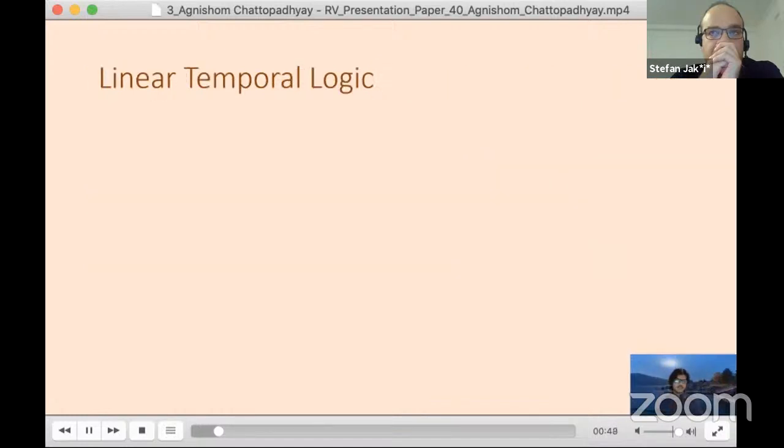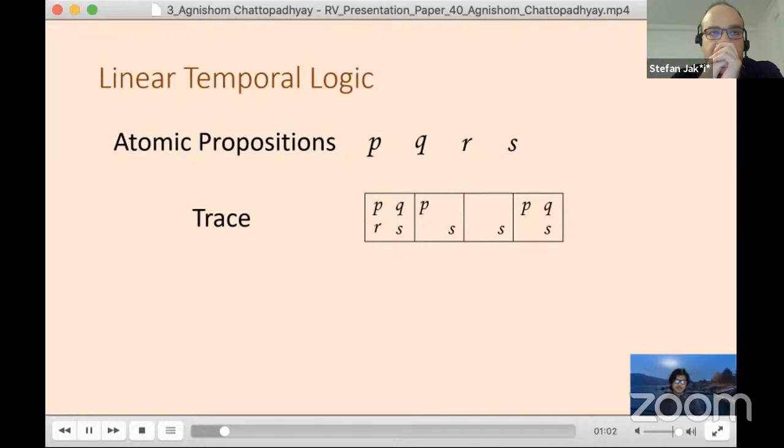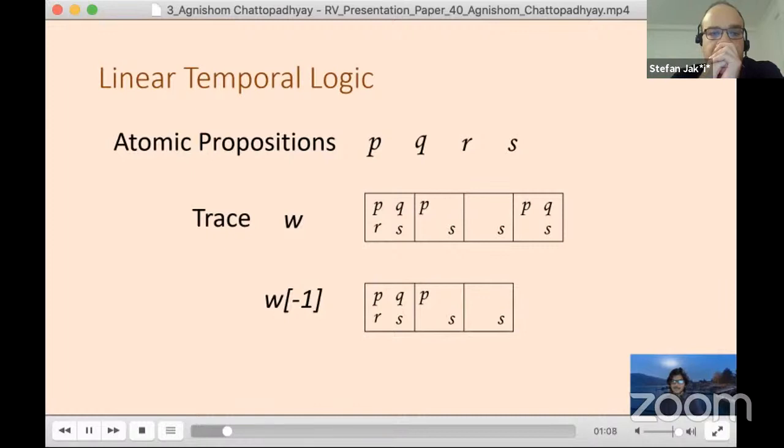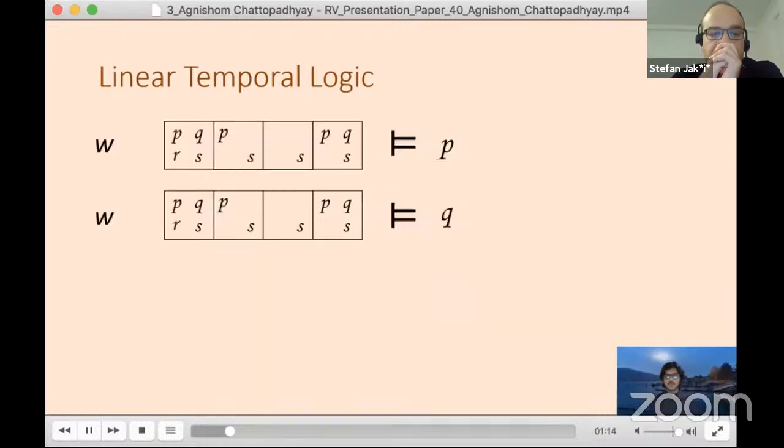Let us start by reviewing temporal logic on which our formalism is based. Here we have a collection of atomic propositions, and our formulas will be interpreted over traces, which are finite sequences of valuations of atomic propositions. By way of introducing some notation, we will use the notation w subscript minus k to denote the trace in which the last k valuations were removed. Atomic propositions are interpreted using the most recent valuation of the trace.